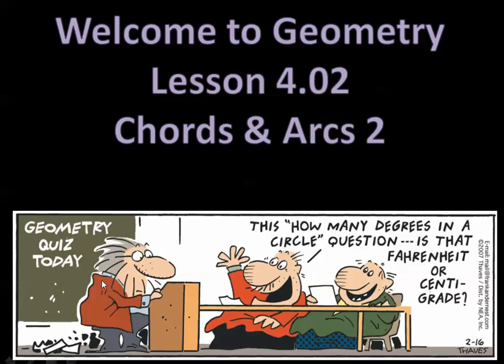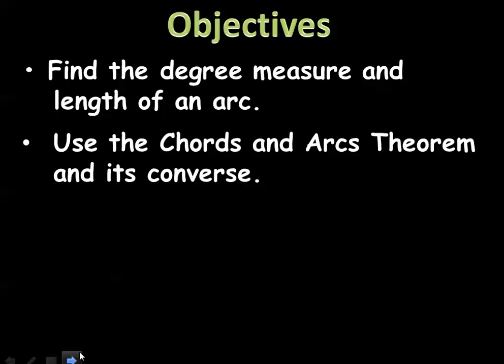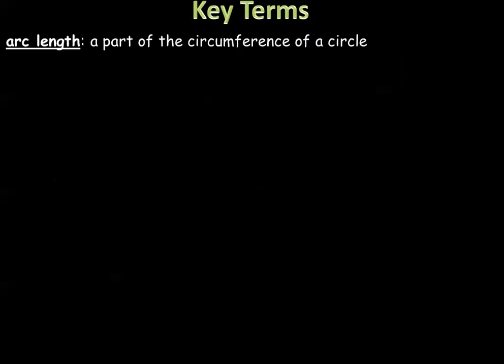Lesson 402, Chords and Arcs, Part 2. The objectives of this lesson are to find the degree measure and the length of an arc. You're going to use the Chords and Arcs theorem and its converse. The only key term we have in this lesson is arc length, and it's part of the circumference of a circle.